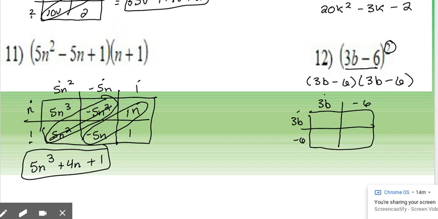3b times 3b is 9b squared. 3b times -6 is -18b. -6 times 3b is -18b. And -6 times -6 is positive 36. Add up my like terms. I get 9b squared minus 36b plus 36.